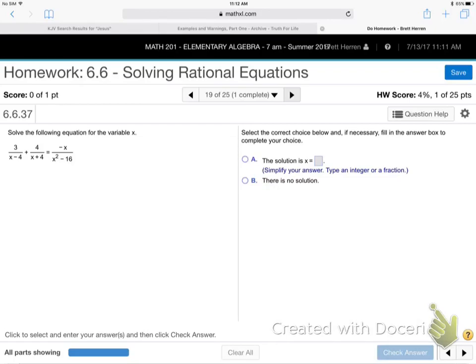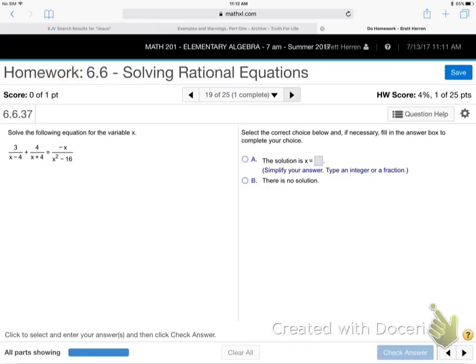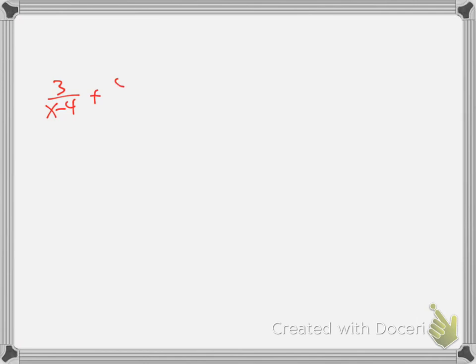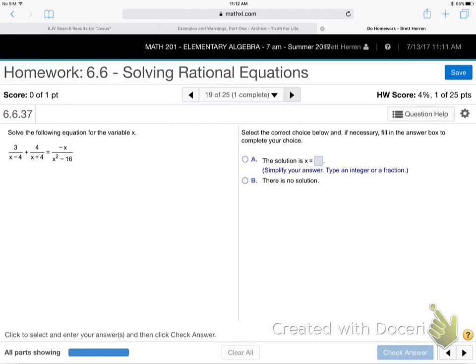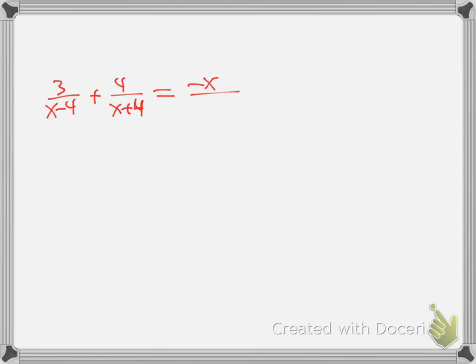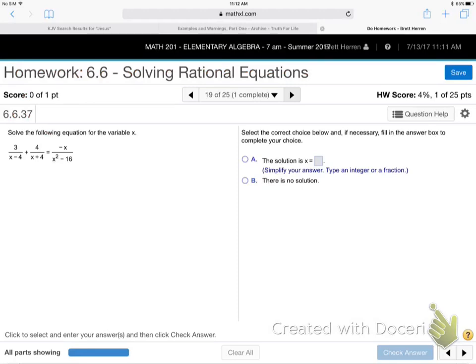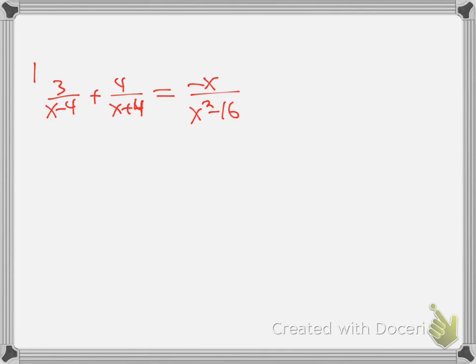All right, so I'm going to rewrite that actually on the next page. Remember, 3 over x minus 4 plus 4 over x plus 4 equals minus x over x squared minus 16. That's question number 19. Okay, there we go. Question number 19.